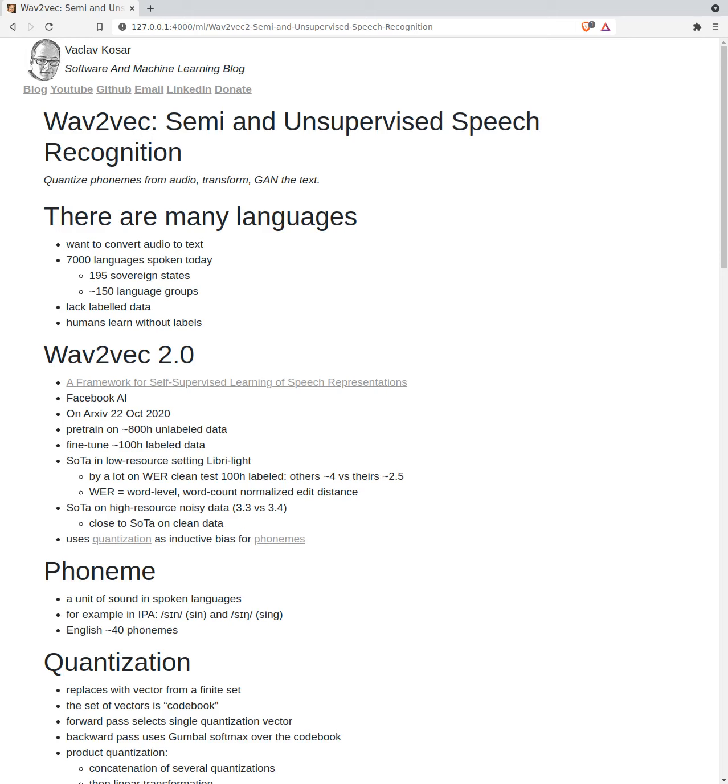So there are many languages in the world, and we want to convert audio to text for all of them. There are around 7,000 languages actually spoken today. Although I'm not so sure about this number, because there are around 200 sovereign states and 150 language groups, so I expect that lots of these languages are actually very similar. And the issue is that we lack labeled data for most of the languages.